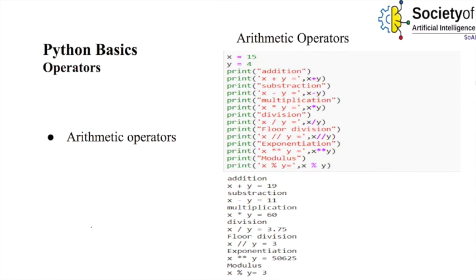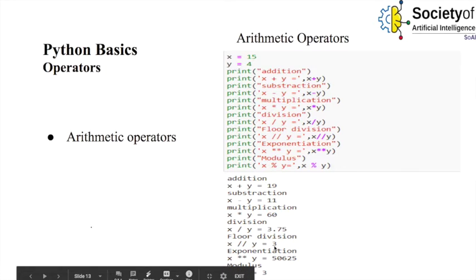We will see an example. There's another exponentiation operator, which is x double star y. That will return x to the power y. Also, there's a modulus operator, which is used to return the remainder when x is divided by y. So as you see, if x is 15 and y is 4, then addition will give 19, subtraction will give 11, multiplication will give 60, and division will give this.